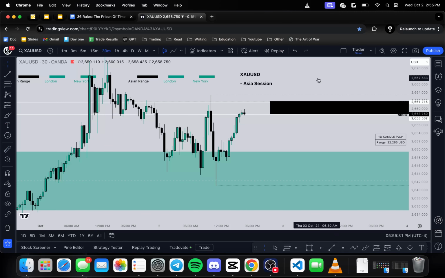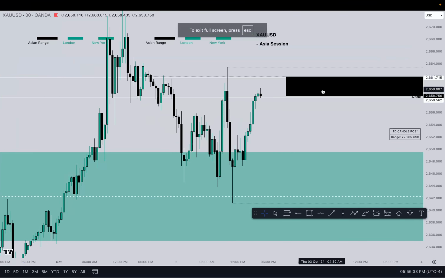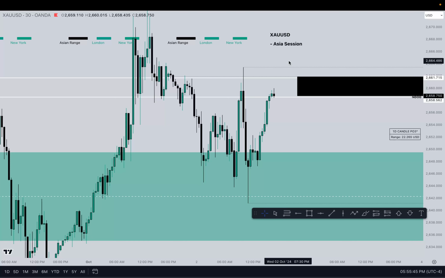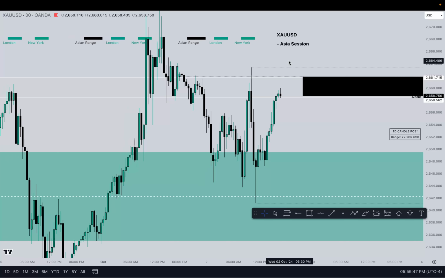The model focuses on the power of 3. And this is specifically going to be focusing on the pair XAU-USD, which is the gold pair, and Asia session. This doesn't mean that you specifically have to trade Asia session. This is just where the beginning of the power of 3 expansion begins.